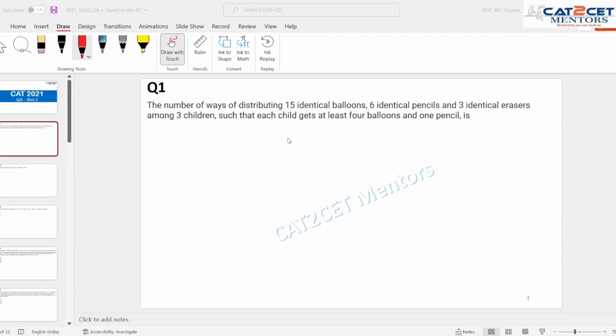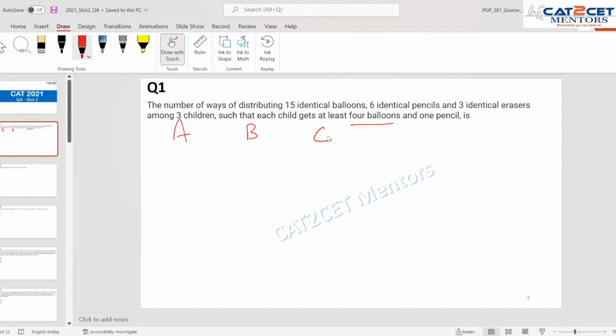So in this question we are given the number of ways of distributing 15 identical balloons, 6 identical pencils, and 3 identical erasers among 3 children, such that each child gets at least 4 balloons and 1 pencil. So we have 15 identical balloons, out of which 4 balloons have to be given to each child. Suppose there are 3 children A, B, C, and we have 15 balloons, but 4 balloons have to be given to each of them.